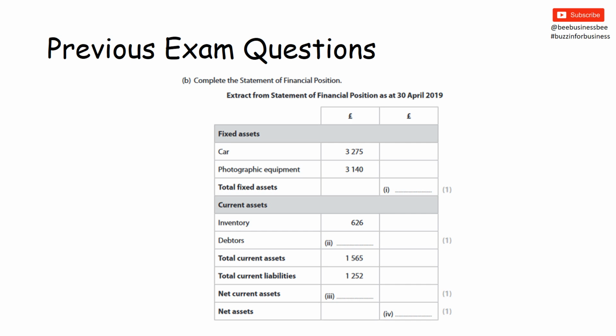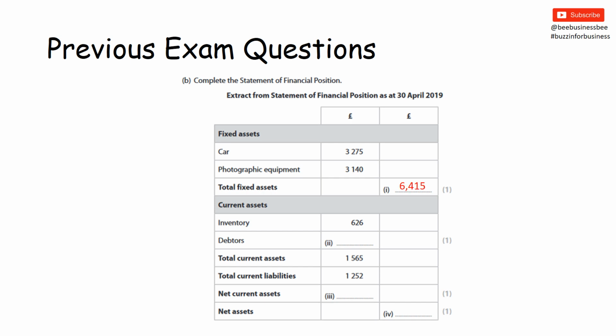So I must have told a bit of a porky pie there because I've managed to find another question. So you've got to do this one where you've got to complete a statement of financial position. So you need to calculate the total fixed assets, you need to calculate the debtors, you need to do the net current assets, and you need to do the net assets. Pause the video while I do this and then unpause it to see the answers.